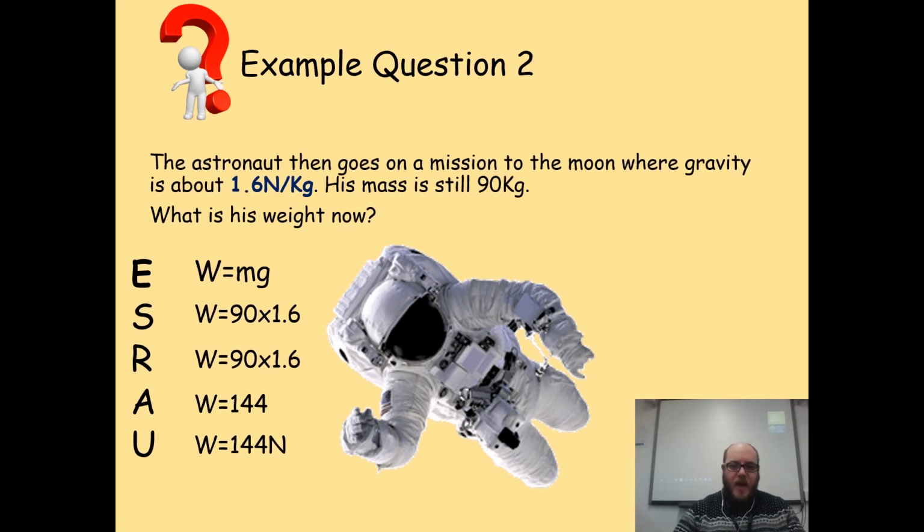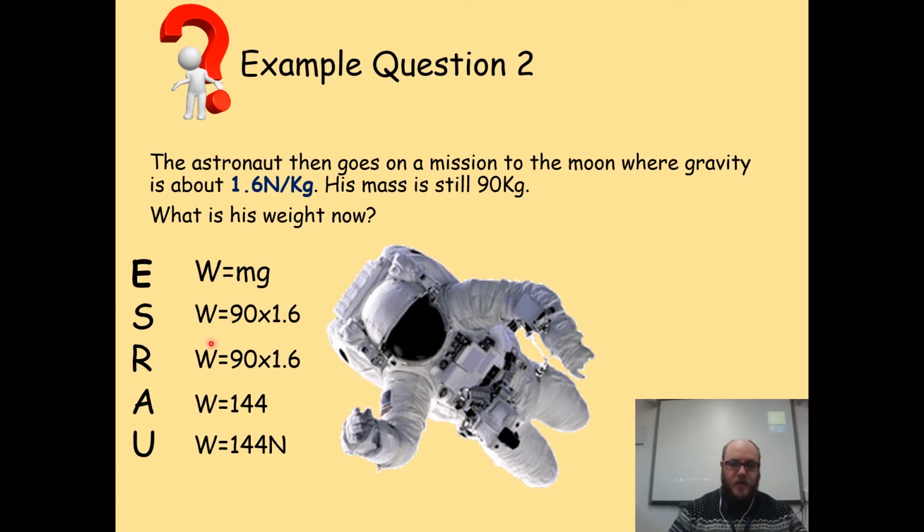Okay, now the same astronaut, so he's still 90 kilograms, has gone to the moon. The moon has a gravitational attraction of 1.6 newtons per kilogram. What is his weight now? Srow! Write down the equation. Always, very important. Sometimes you get a mark just for writing the correct equation. W equals mg. Weight equals mass times gravitational force.